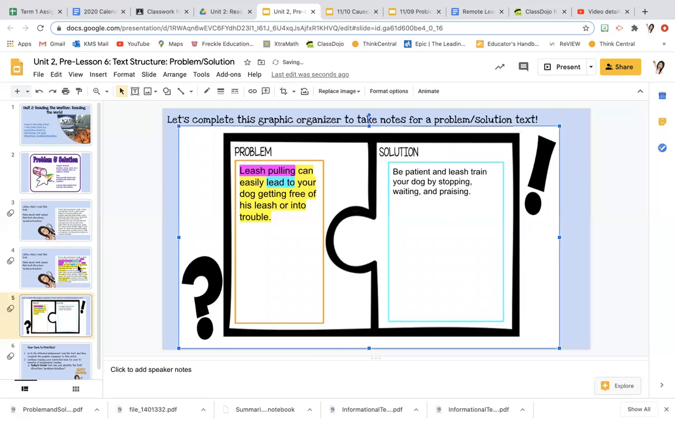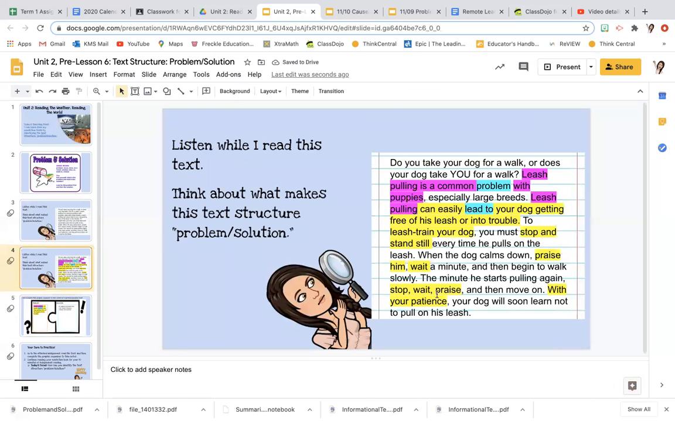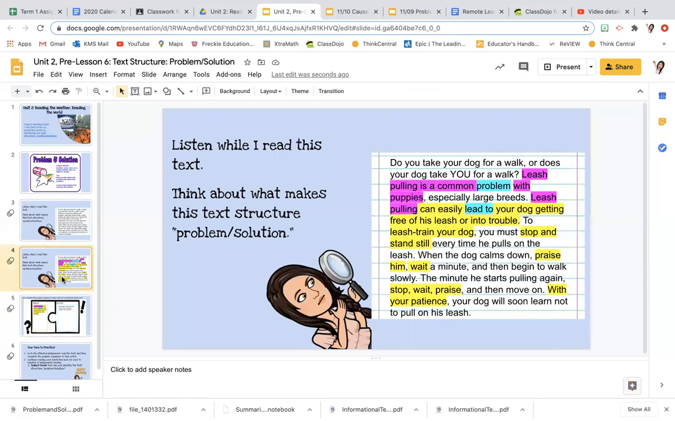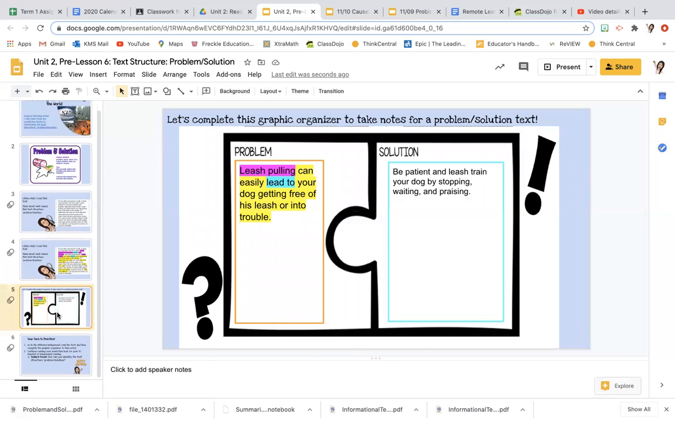So for that, because this is a lot of text with a lot of good stuff in it, when we're taking notes we want to, again, like I said before, keep it short and sweet. You don't have to write complete sentences all the time. You don't have to write every single word in the text. Just give the gist of it. And the gist is this, that the solution would be to be patient and just leash train your dog, giving the steps of how to do that. If you wanted to put a little more detail, I could have, for sure. I could have said to stop and wait, stand still. But I'm just keeping it quick and short and easy.